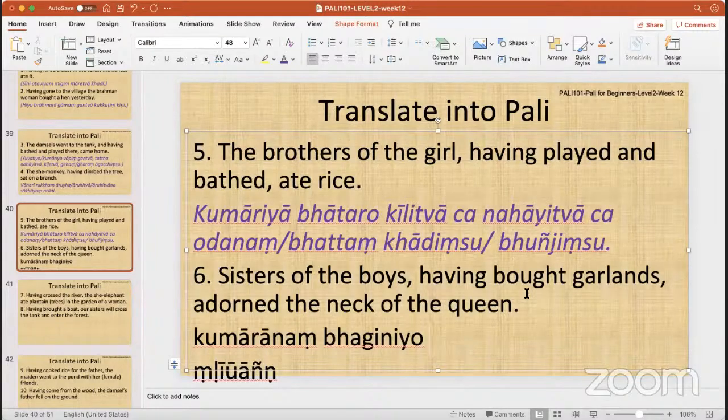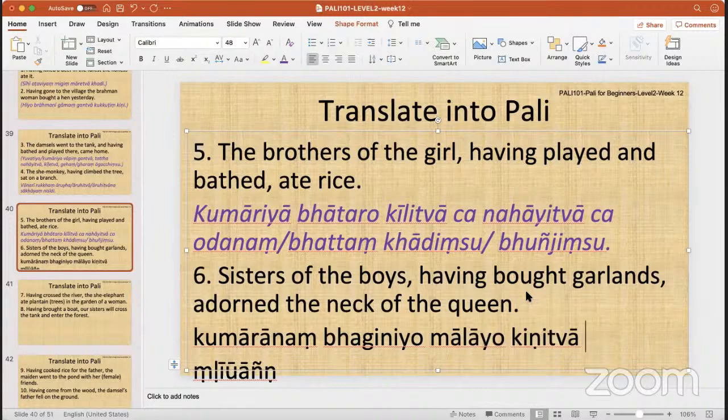Malayo Kinitva. Very good. What is Malayo Vibhatti? Malayo. Tutiya Vibhatti Bahuvachana. Yes. Malayo Kinitva. Malayo Kinitva. And then Kinitva.